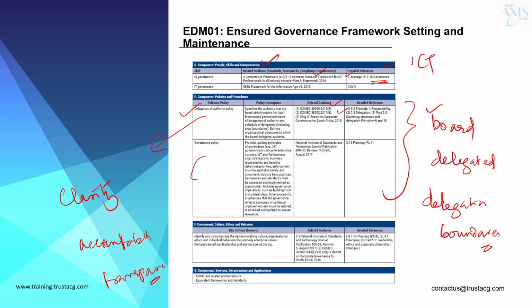Similarly, the other policy that must be curated is the governance policy. Now, this serves as the guiding charter for governance in the enterprise. Now, it sets out principles like IT governance being an integral part of enterprise success, and strategic alignment between IT and business goals and enterprise goals.